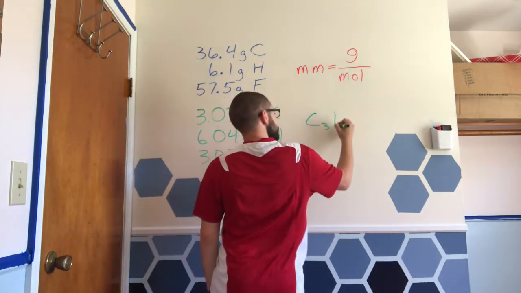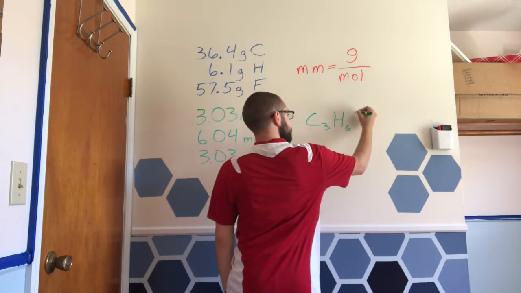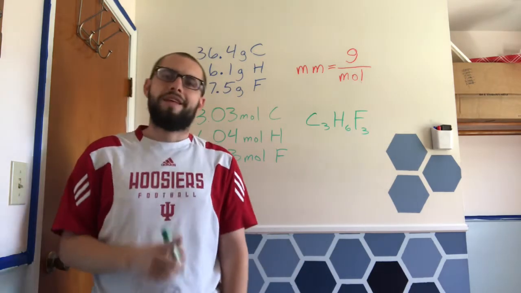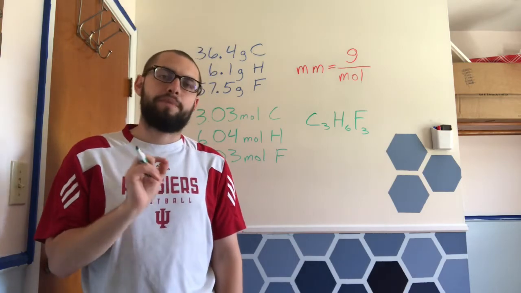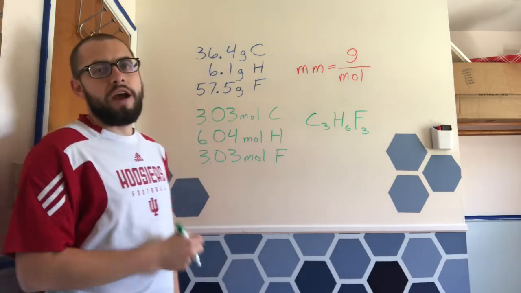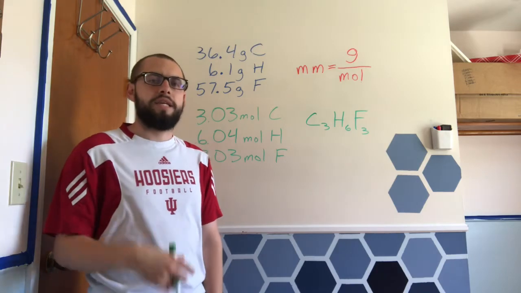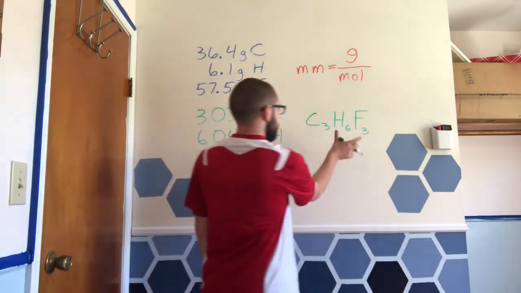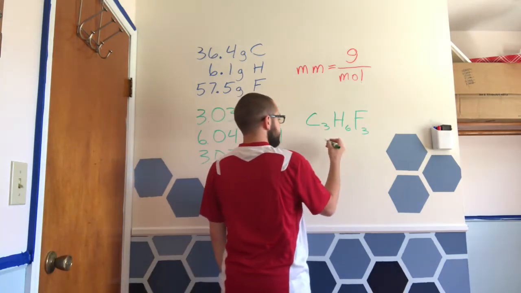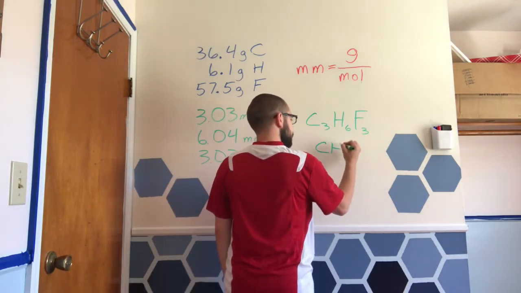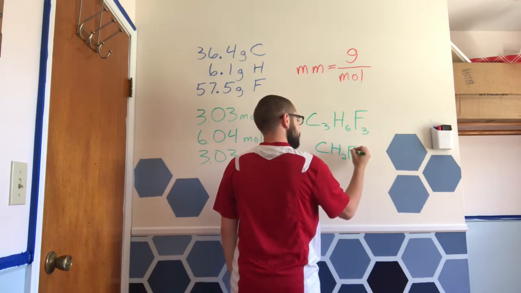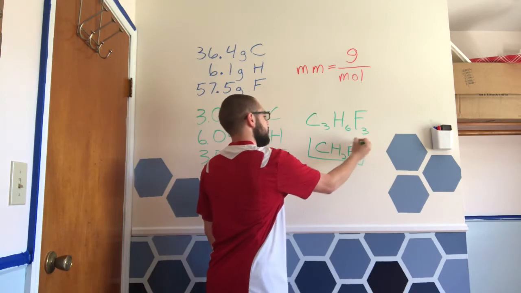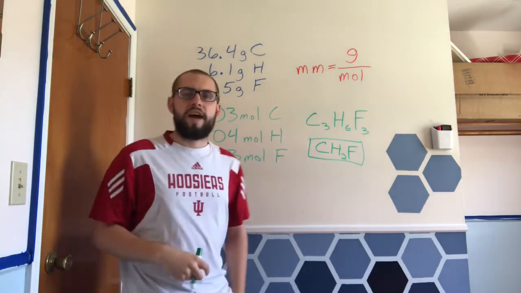C3H6F3. Now, this is not my empirical formula though. I told you the empirical formula needs to be the simplest whole numbers that can make that ratio. I can simplify this. So I'm going to divide it all by 3. We'll say CH2F. This is my empirical formula right there. So there's a fast one.